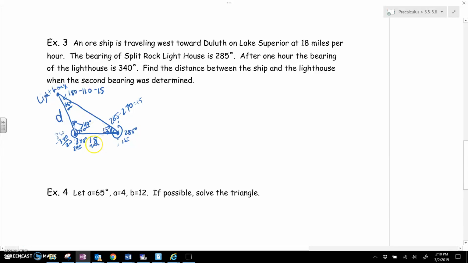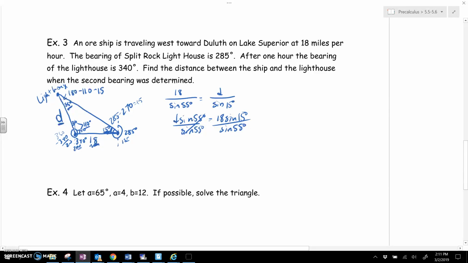Again, I know the 55 and the 18 are across from each other. So I'll say that sine 55 degrees over 18 equals, and I'm trying to solve for D, so that's D over sine of the angle across from it, which is 15. Cross multiplying, I get D sine 55 equals 18 sine 15, and divide by sine 55.